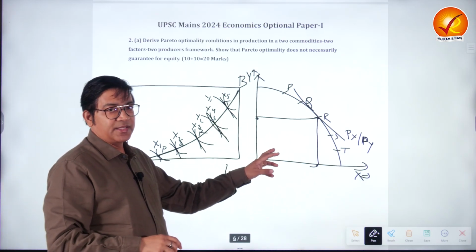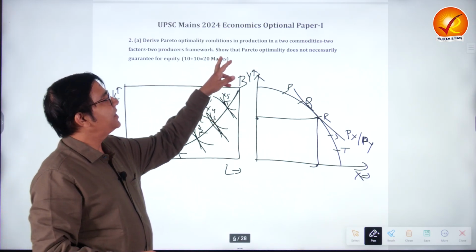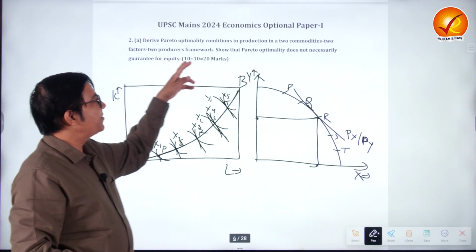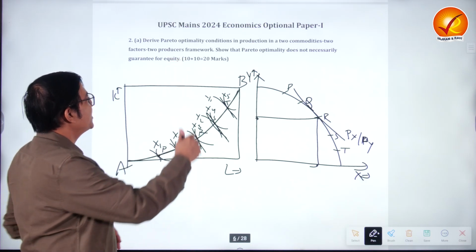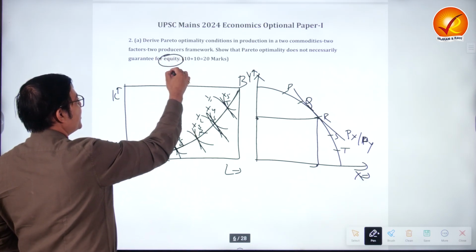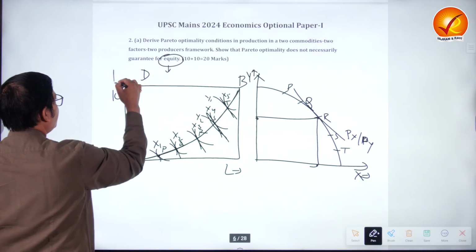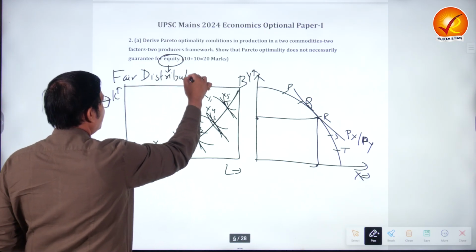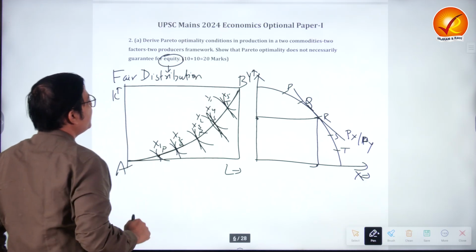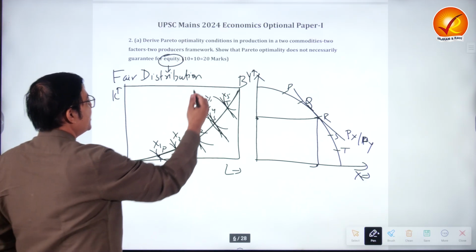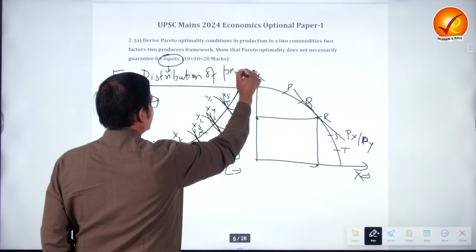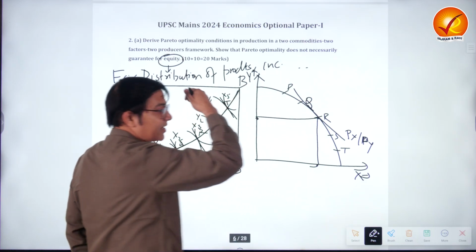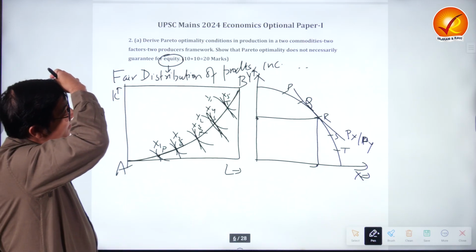Although this is not being asked in the question directly, I think the second part can be started from there, where they say show that Pareto optimality does not guarantee equity. Equity is a term which often refers to fair distribution. Fair distribution can be in many terms: fair distribution of products or commodities, fair distribution of income levels and so on. Equity is a wider term that we talk about.